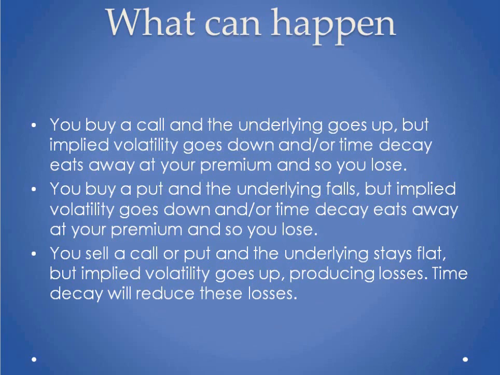You sell a call or a put and the underlying stays flat, but implied volatility goes up, producing losses. Time decay will reduce these losses sometimes, especially if you're closer to expiration, but there could all of a sudden be some rumblings about a buyout, or some rumblings about news that could be being released soon, or there's going to be something bad in the earnings report. So you're going to start to see implied volatility start to spike, and you'll start to see those prices go against you, despite the fact that you're directionally correct.